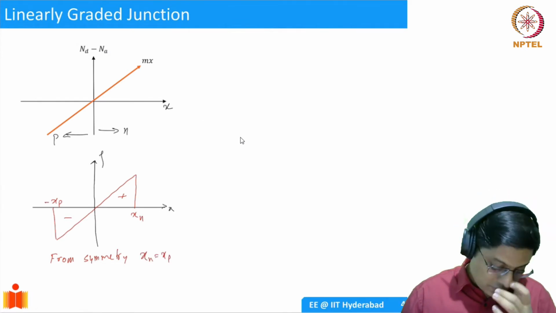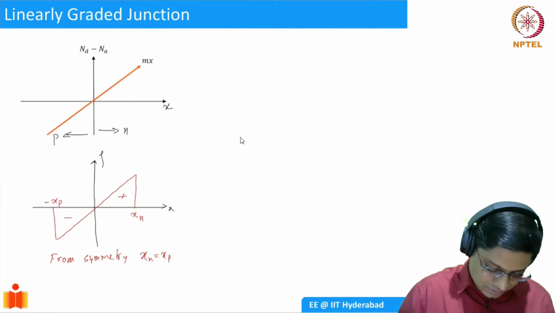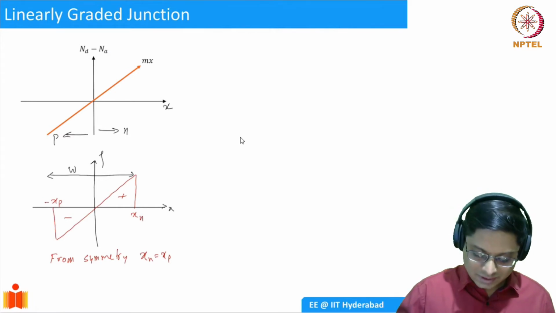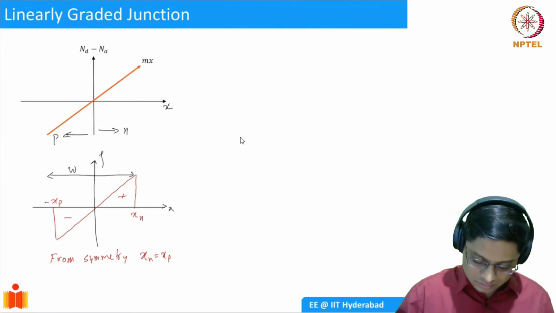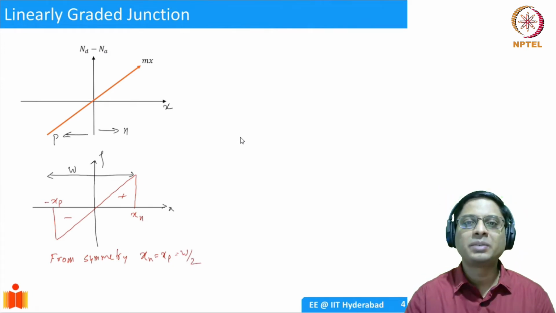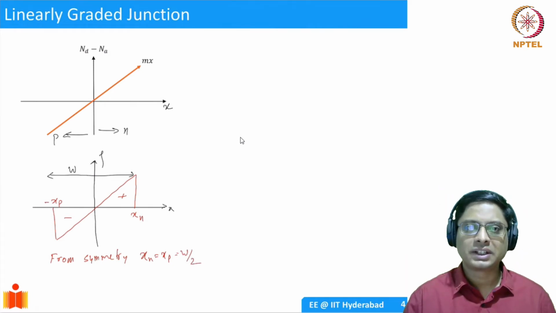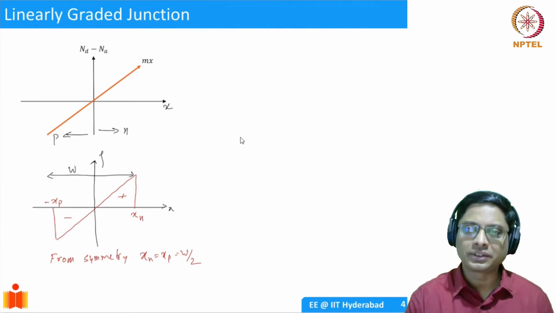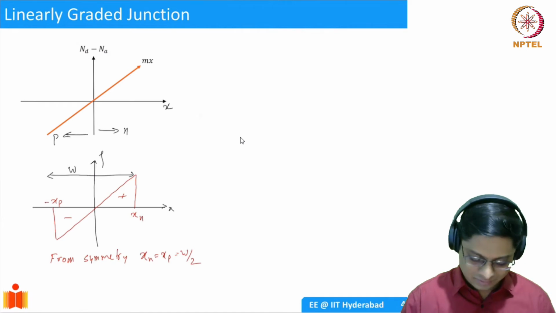Okay, and if you call this entire region the depletion width, xn equal to xp equal to W by 2. So the depletion region is symmetrically spread. It's not one-sided or non-uniform as you saw in the previous case. It's just coming because of the symmetry of the doping profile.